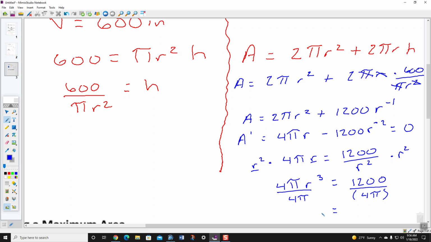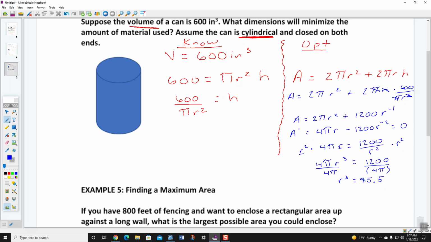So if you go 1200 divided by 4 pi, this says 95.5. Or you can do 1200 divided by 4 first, which would be 300, and then take 300 and divide it by pi. But the 4 pi's would cancel right here on the left, wouldn't they? Okay, so our r cubed equals 95.5.